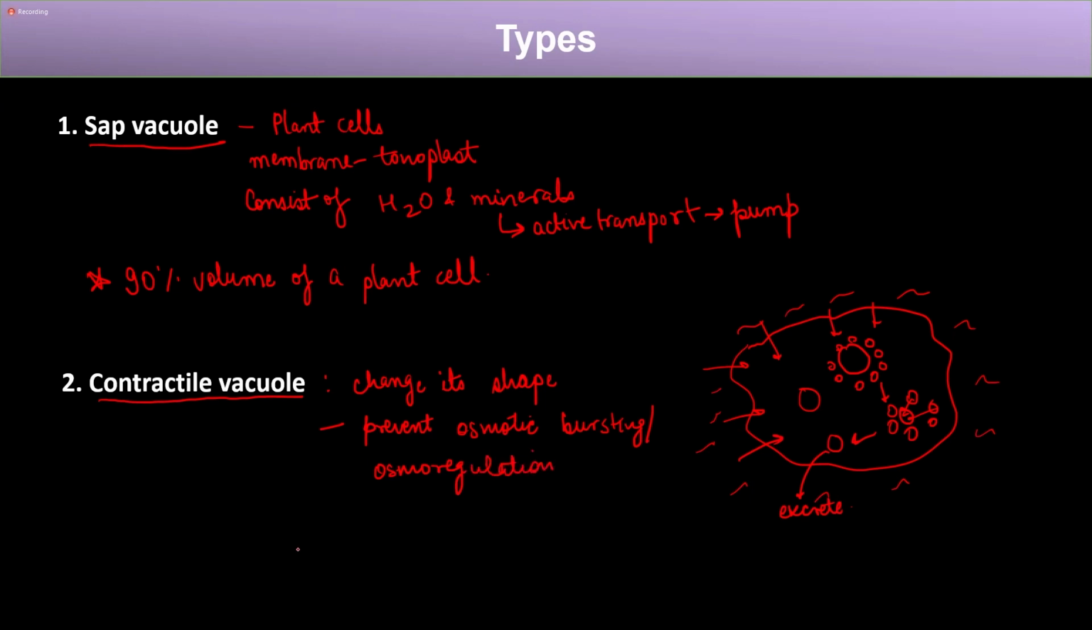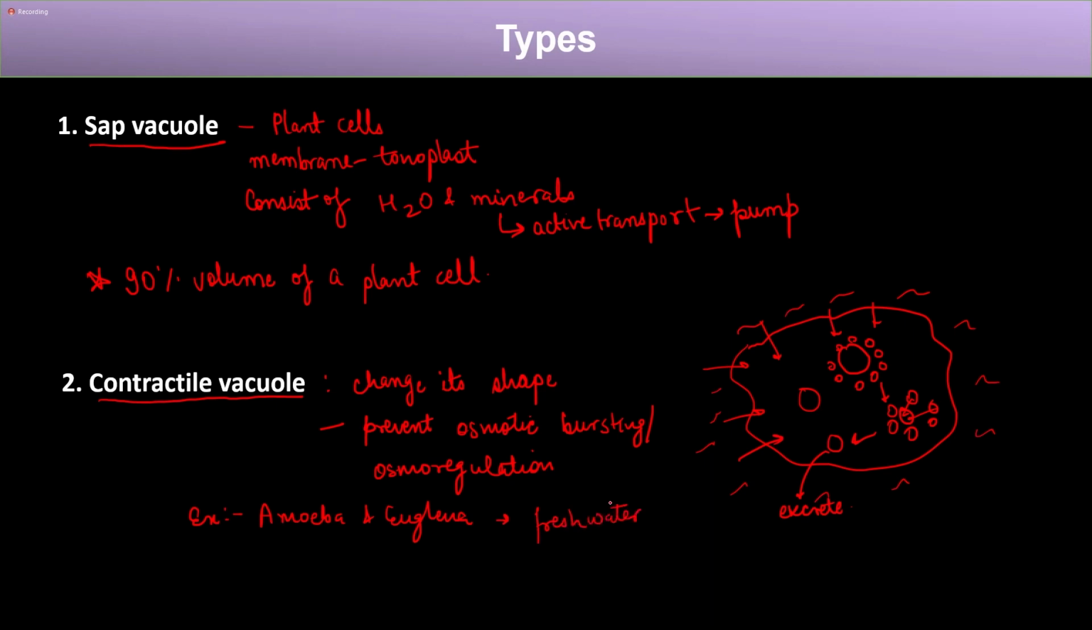Now, the examples of organisms in which contractile vacuoles are present are amoeba and euglena. So these are some examples in which contractile vacuoles are present, and both of these organisms are present in fresh water.